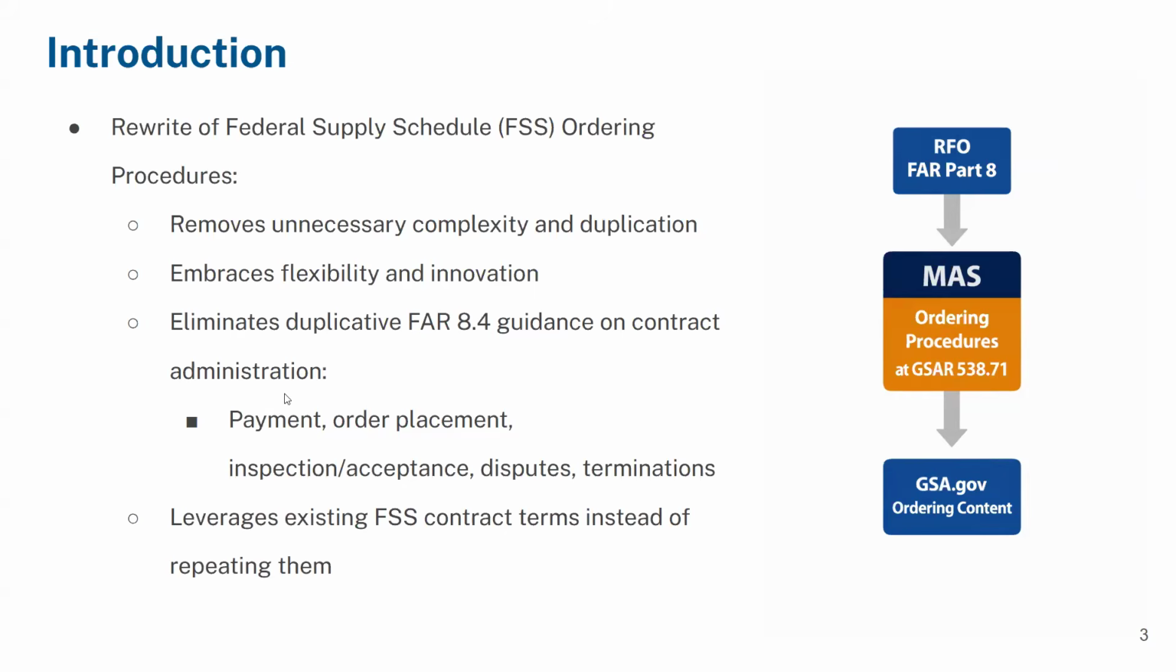To go back to the idea of eliminating duplicative language, as an example, if we have a clause in the MAS contract, there's no reason we need to restate the process outlined in that clause in the ordering procedures. So I'm just going to take a quick second here to give you an idea again. Supplementing those GSAR ordering procedures is the GSA.gov content.